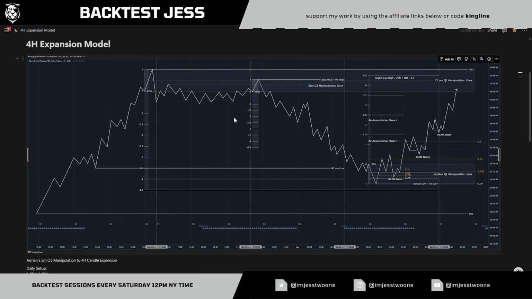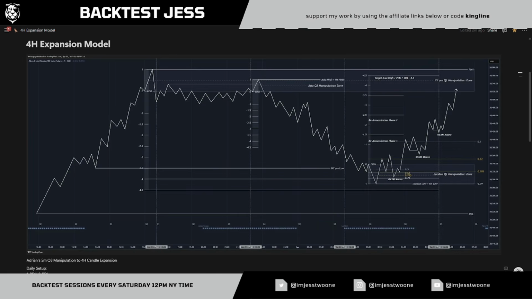And so generally speaking, a Q3 entry will also occur from a Q3 manipulation zone, and we actually went over a couple of trades of using that example on Thursday, because the trades that we took on Thursday were actually that exact situation. Now, this actually looks exactly like the Thursday price action that we caught, to be honest with you.